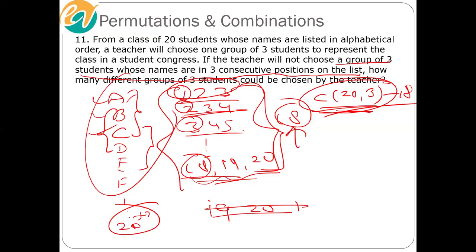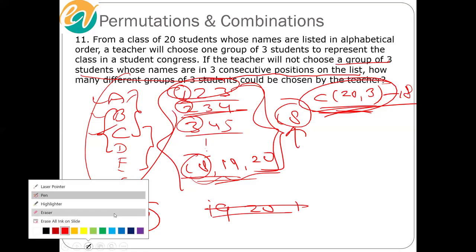Siddharth has calculated the final answer also, which I have not. But is the approach clear, guys? Is the approach clear?